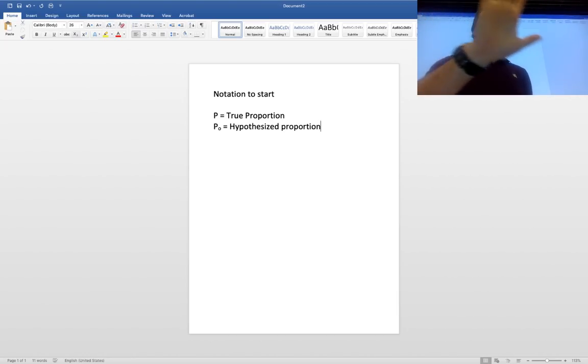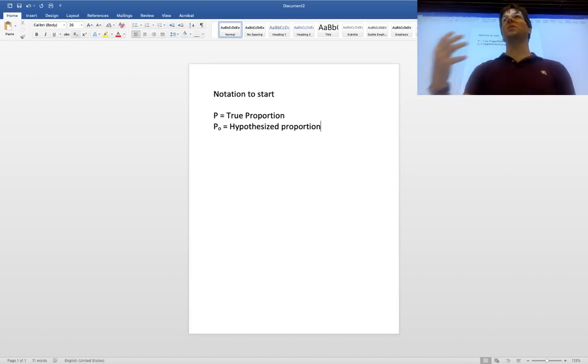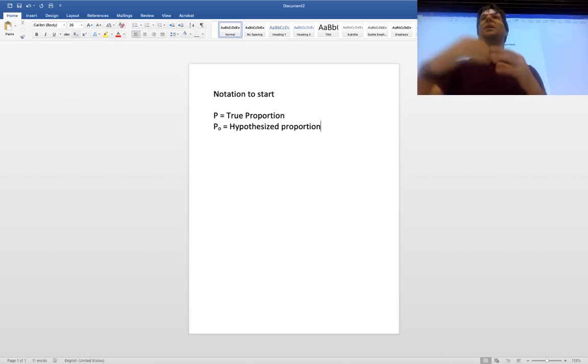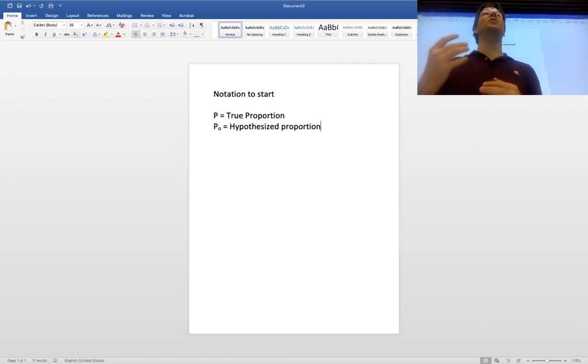Now, don't worry about those. We're not going to have sigma naught. We're not going to have beta naught. Beta naught would be the hypothesized coefficient for a regression model. We're not going to do those on this test. We're only going to focus in on P naught and mu naught. But what do we notice about naught every time it's in a notation? It means what? Hypothesized. And it'll always go with the null.